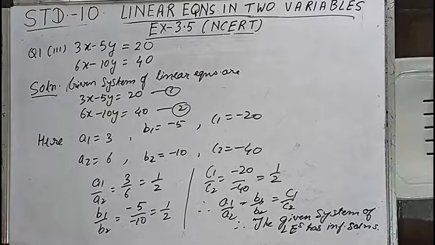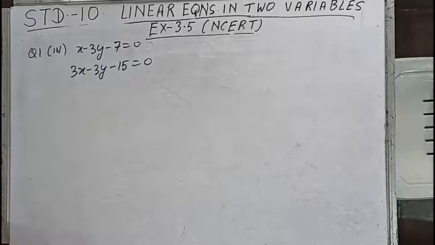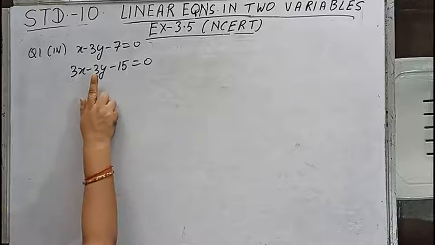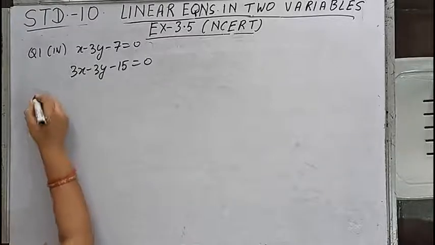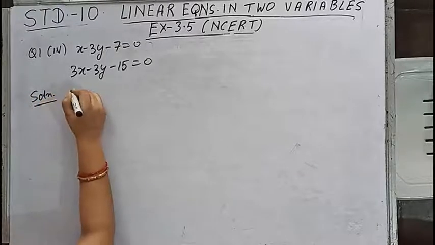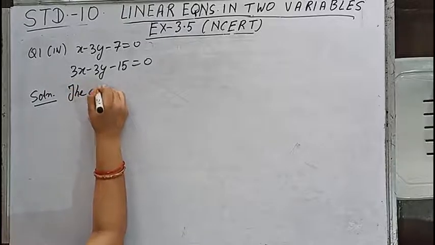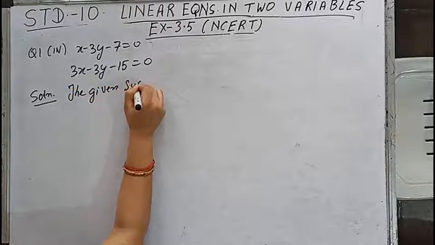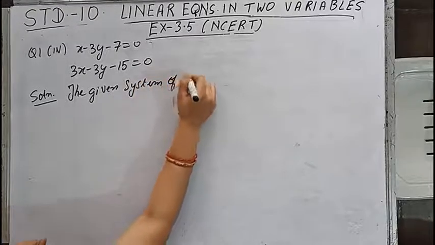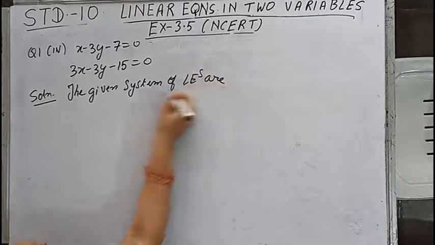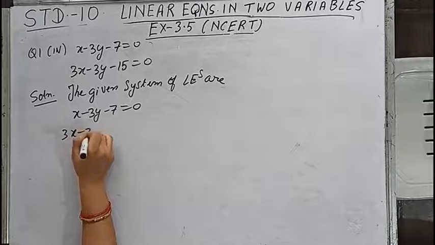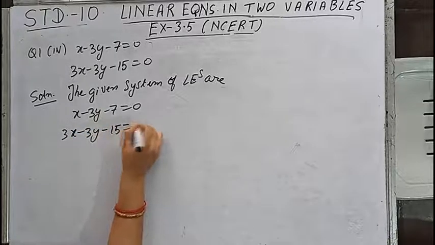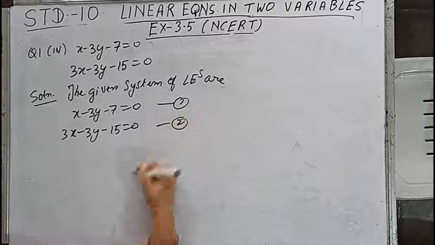So let us go to subpart number 4. Subpart number 4 of question number 1. The given system of linear equations are x minus 3y minus 7 equal to 0 and 3x minus 3y minus 15 equals to 0. So let us start the solution. The given system of linear equations are x minus 3y minus 7 equals to 0 and 3x minus 3y minus 15 equals to 0. Make it equation number 1 and this one number 2.